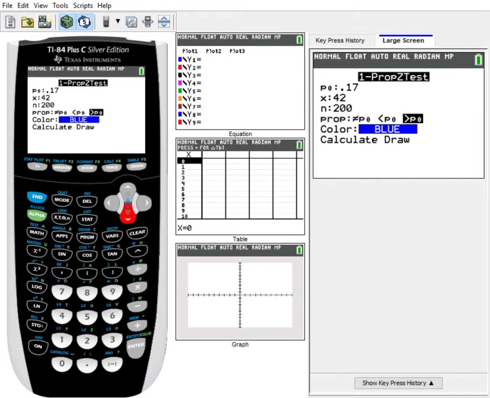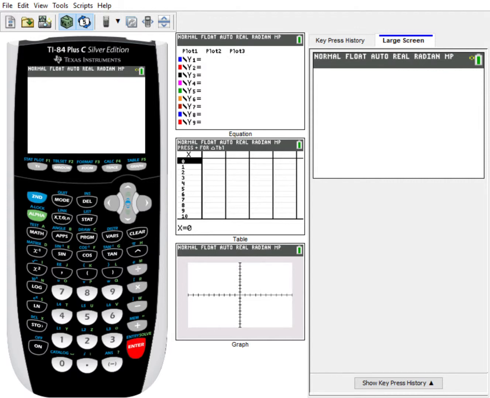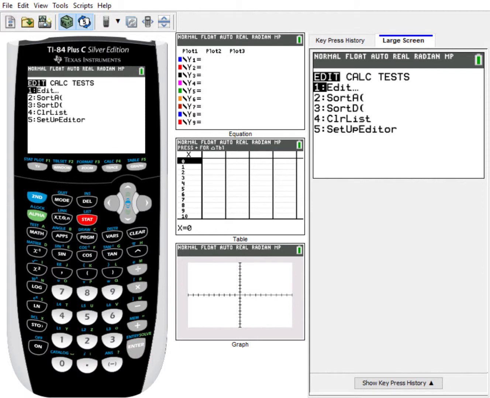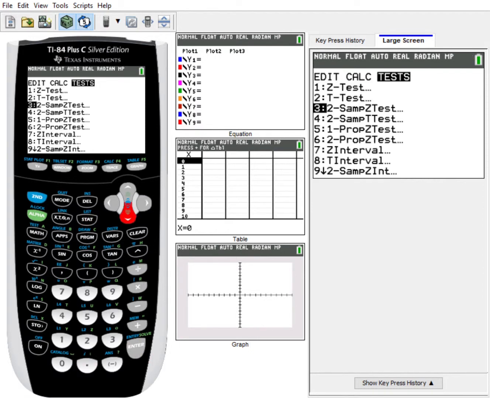The alternative hypothesis is a two-tailed test, so I will select the not equal to sign and then calculate. There is your z test statistic, and a p-value that follows right after, and those are the two pieces of information that you need.